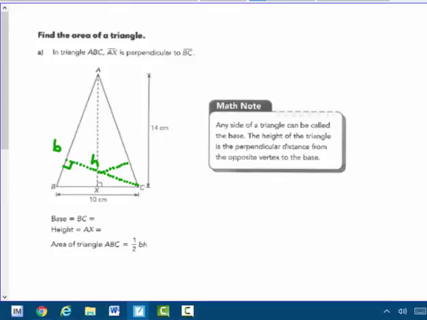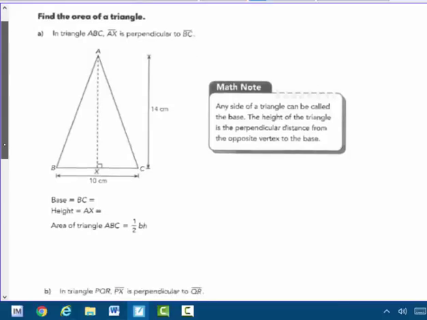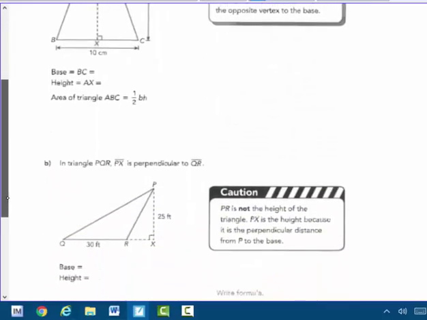I'm slanting the way I'm looking at this, and my shadow's in my way, but AC could be the base, and then this dotted line over to B could be the height. So again, any side can be called the base. The height is the perpendicular distance from that base to the opposite vertex. I'm going to erase that for now because I just wanted to show you it can be any base. So the area of triangle ABC is 1/2 base times height here.